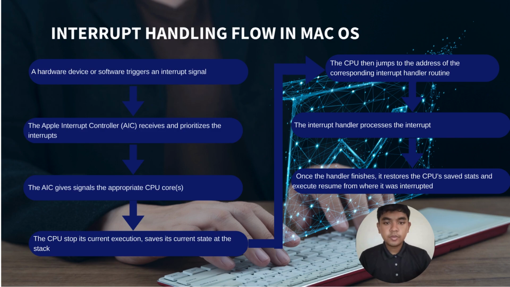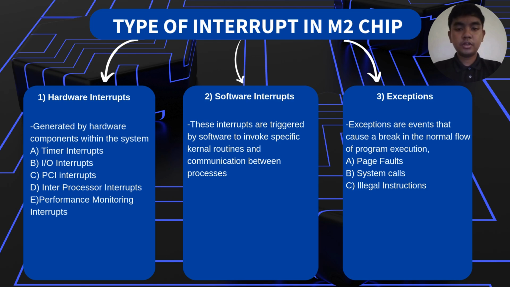This is the interrupt handling flow in macOS. Type of interrupt in M2 chips. First, hardware interrupts. Hardware interrupts are generated by hardware components within the system. For example, timer interrupt, I/O interrupt, PCI interrupt, interprocessor interrupts, performance monitoring interrupts.